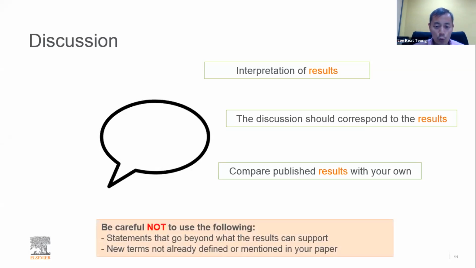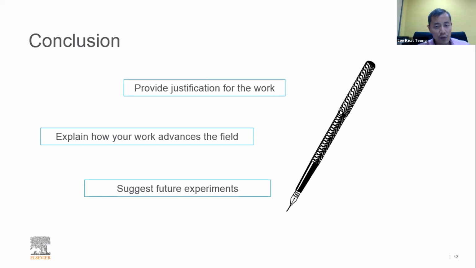Be careful. Do not use statements that go beyond what the results can support. Avoid new terms not already defined or mentioned in your paper, right? Don't assume that the readers know all the terms or abbreviations that you use. Okay. Conclusion: provide justification for the work. Explain how your work advances the field, and suggest future experiments, right?